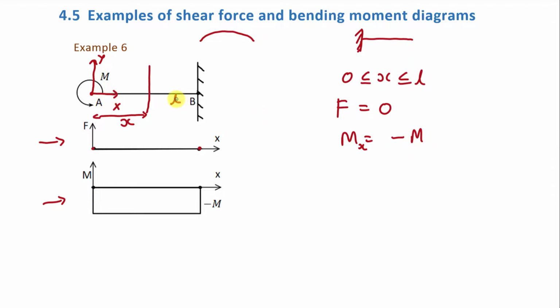So what will be the bending moment diagram for this case? Here you can see this is the x direction and in this direction we take the bending moment. Now here our bending moment is negative. So our diagram will be in this direction. Here you can see this line is constant and it has the value minus M. So this distance is M and it is negative, so we will take it as minus M.